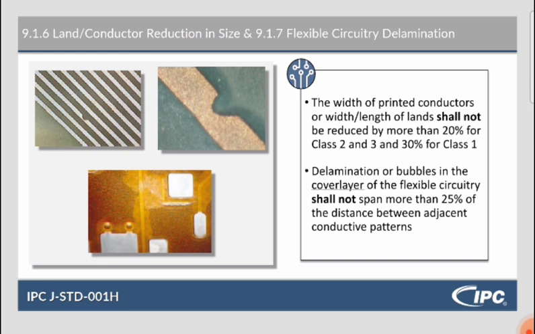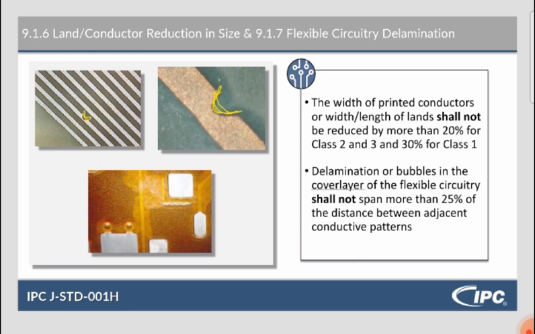The width of printed conductors or width or length of lands shall not be reduced by more than 20% for Class 2 and 3 or 30% for Class 1. So this is at least half, maybe 40%. This is almost completely reduced. So these would both be defects for all three classes.